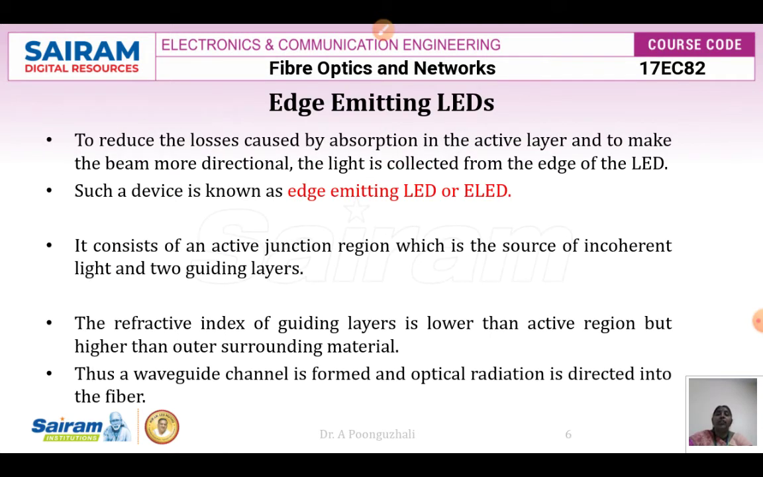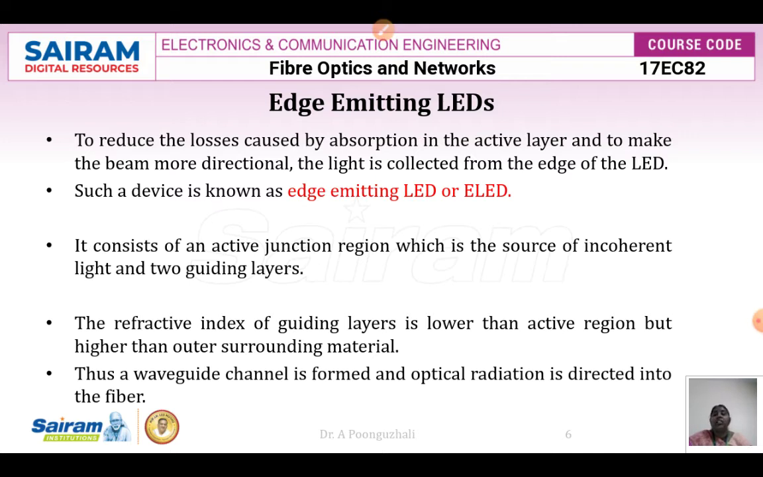Next we are going to go for edge emitting LEDs. Why we go for edge emitting LEDs is to reduce the losses that are going to be caused by the absorption in the active layer, and to make the beam more directional. That means that the light is going to be collected from the edge of the LED. Such devices are called edge emitting LEDs or ELEDs.